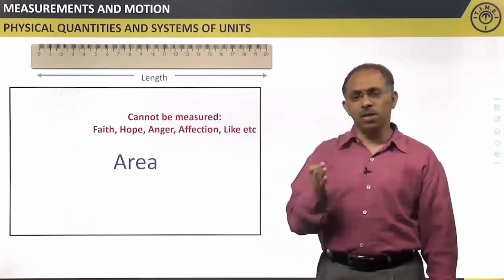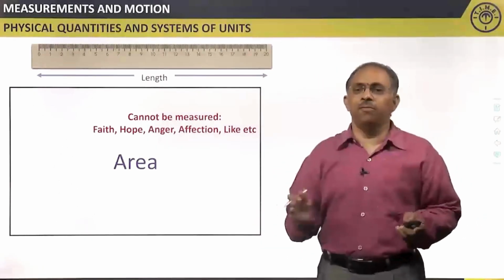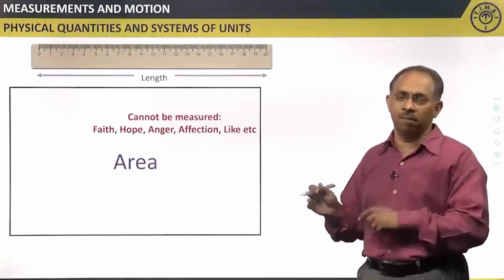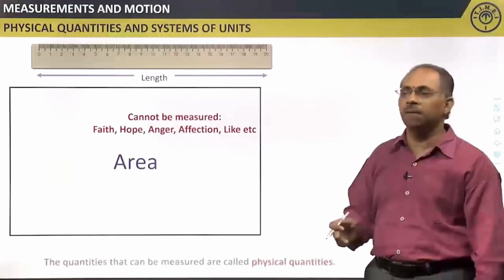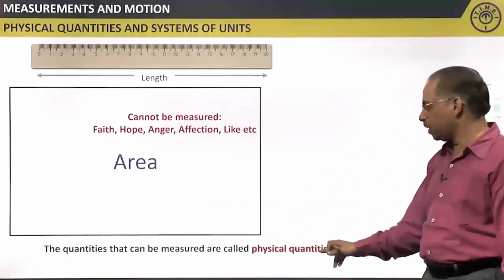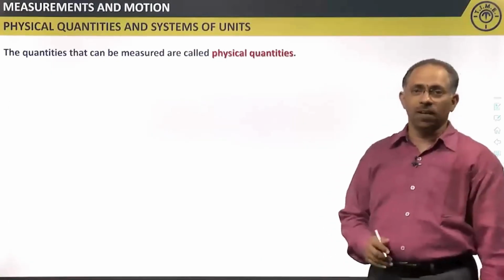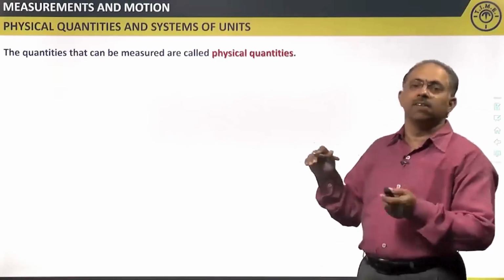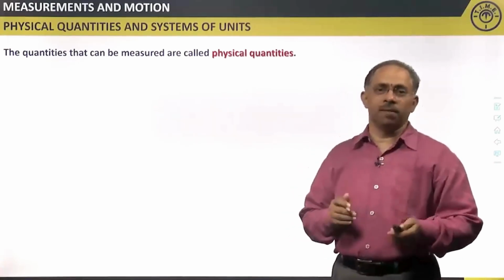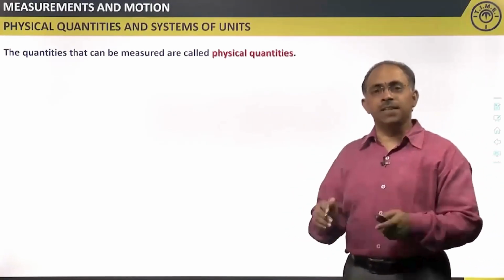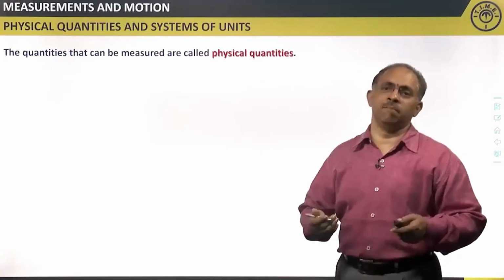So, on the whole, if you categorize it, we do have two things: some things which can be measured and some things which cannot be measured. The things which can be measured are called physical quantities. Okay. So far, we discussed just some of the physical quantities that we can measure. And we have also seen that physical quantities are the quantities which can be measured.